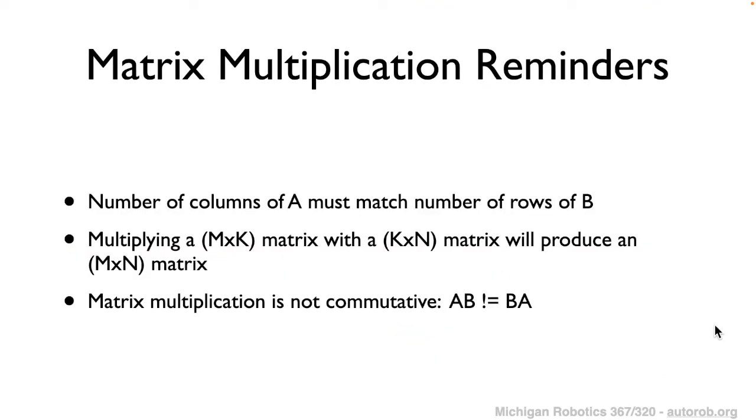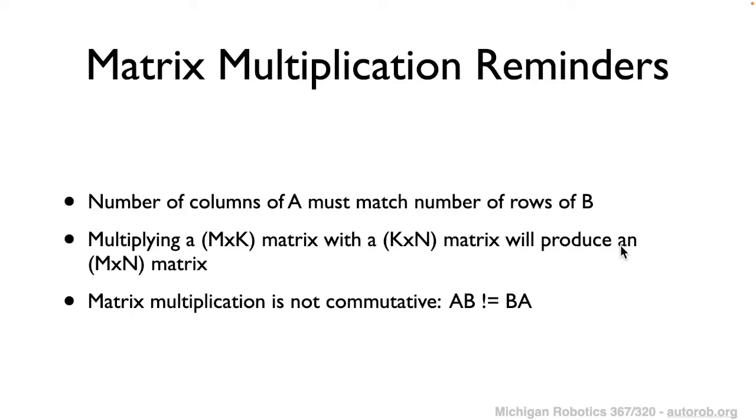Okay, so a few reminders or summaries about matrix multiplication. The first is that for matrix multiplication to be well defined, for it to actually be possible to implement, the number of columns of the matrix on the left-hand side, which we'll call A, has to match the number of rows of the matrix on the right-hand side, which we'll call B. And this is to ensure that the dot product, that row multiplied by column elements, is well defined.